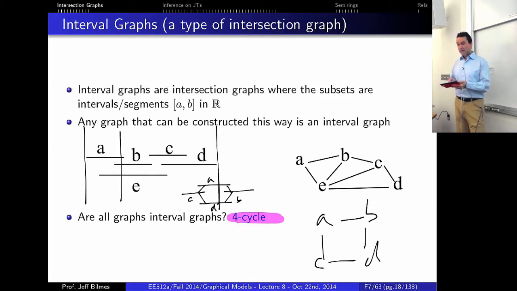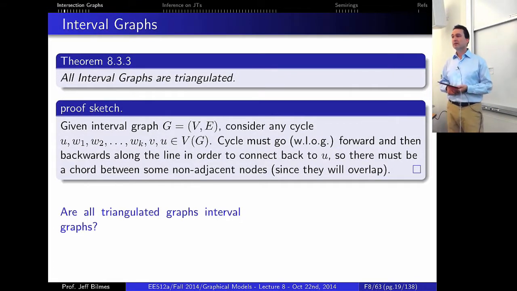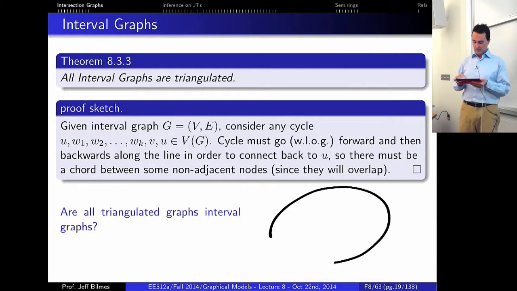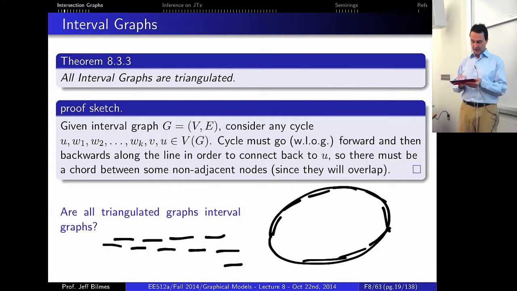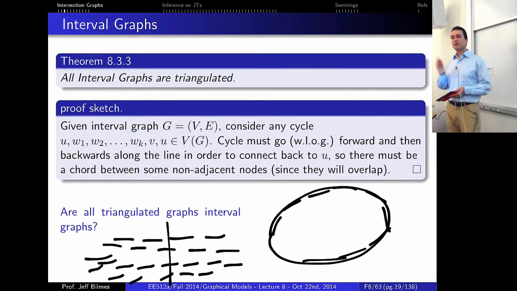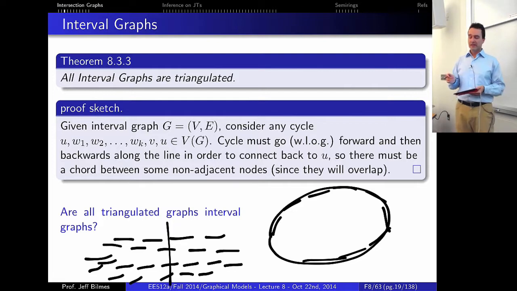So all graphs are not interval graphs. But on the other hand, all interval graphs are triangulated. Why must it be the case? Because you take any cycle. It's a very simple idea here. We take any cycle, and this involves edges along the cycle. In order for this to involve intervals, there are going to be intervals that go, say, this way. But then to go back along the cycle, the intervals have to go this way. And so obviously there's going to be at least one chord. So all cycles are chorded, so all interval graphs are triangulated.